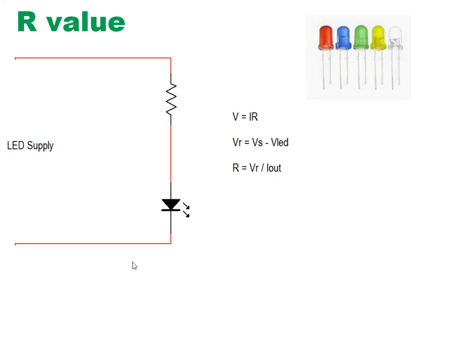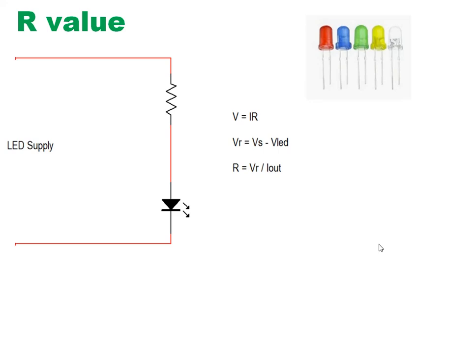How much current are we driving? It is taking 20 milliamps of current. If you put that value in, we can get one resistance value. Remember one thing: we can't use just any resistance, there will be standard values.